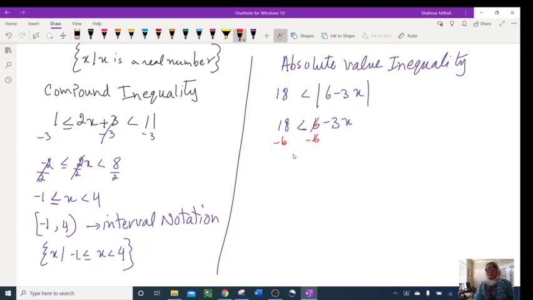18 subtract 6 is going to give me what? 18 subtract 6. Is it going to be subtract? 6 minus 3x, and you subtract, it's going to give me 12. Yeah, I'm right, -3x. For a minute I said, okay, I'm doing something wrong.